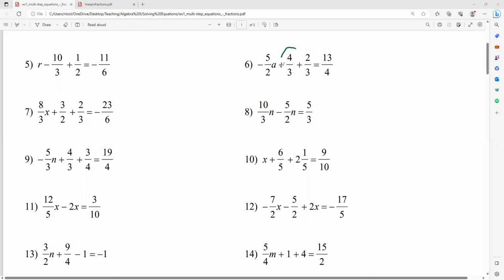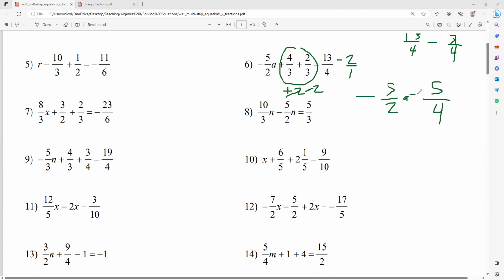Here, I'm going to, once again, combine like terms. That's going to give me 6/3, which is just 2. So I now have -5/2a plus 2 equals 13/4. So I now need to move this 2 to the other side. So I have 13/4 minus 2. Once again, you're doing fractions, subtracting them. If I multiplied 2/1 times 4, that would give me 8/4. And this would be 5/4. So I have -5/2a equals 5/4.